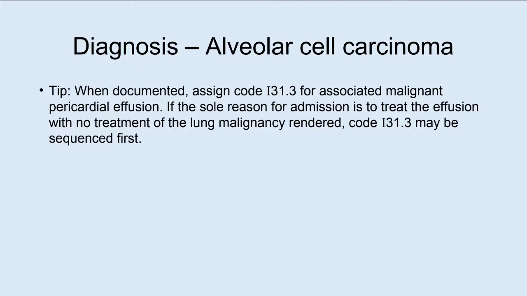So what does this mean? Well, this means that if a patient is being seen only for treatment of the effusion, you would do the effusion code first. If, on the other hand, as in this case, the neoplasm is treated, which it was because we did surgery, you would do the neoplasm first and then the I31 code second. So this is giving you good information about sequencing, which is very, very important in coding.